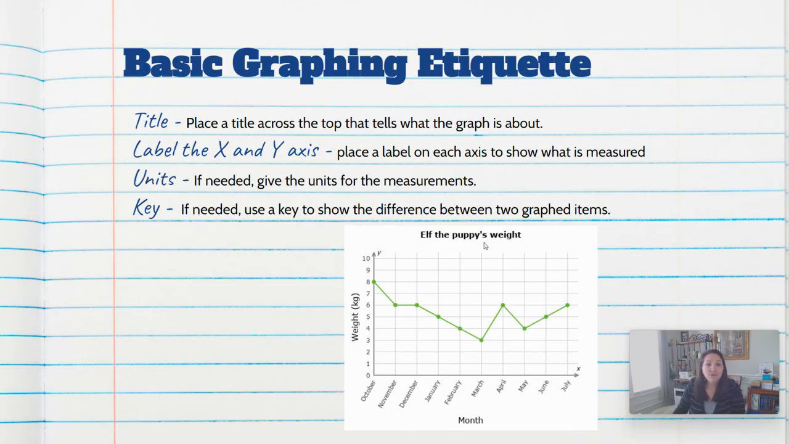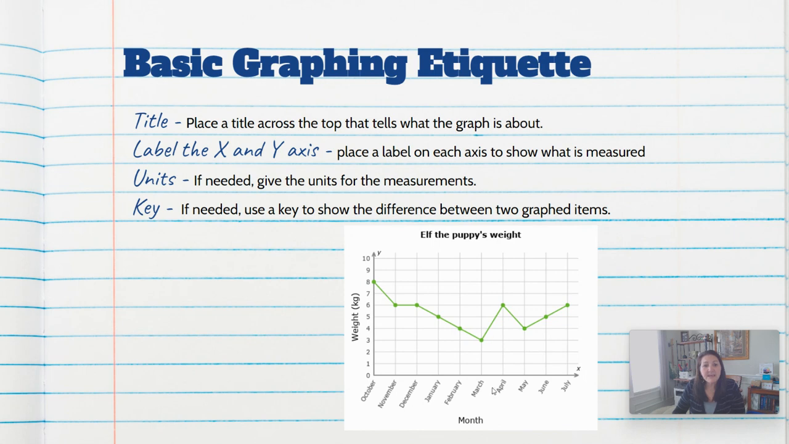The second thing you're going to do is label the X and the Y axis. You can see here on the Y axis it's weight, and it's telling me my units in kilograms. That's the next thing. And here is the X axis, it's the month, and they're both labeled with the units that we've decided to use.